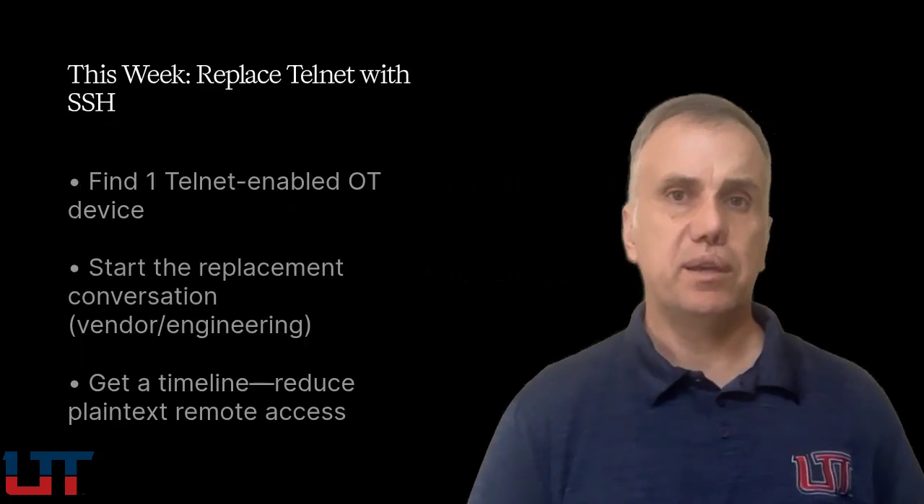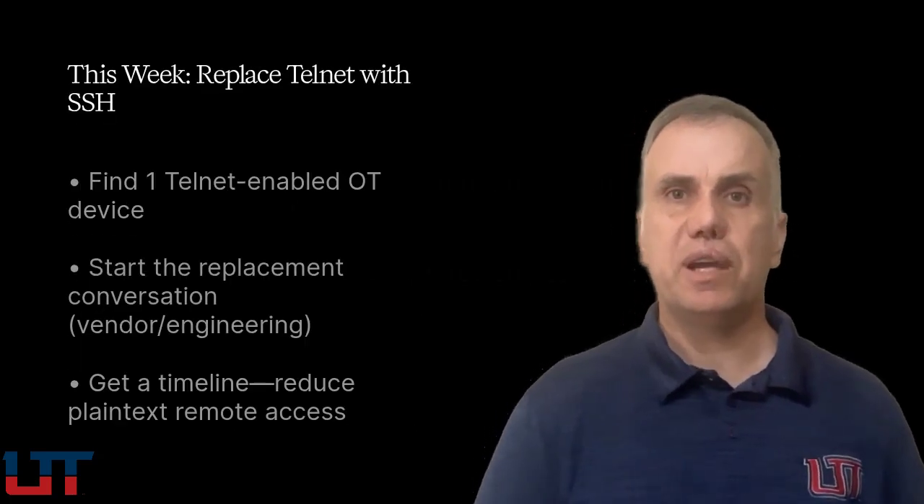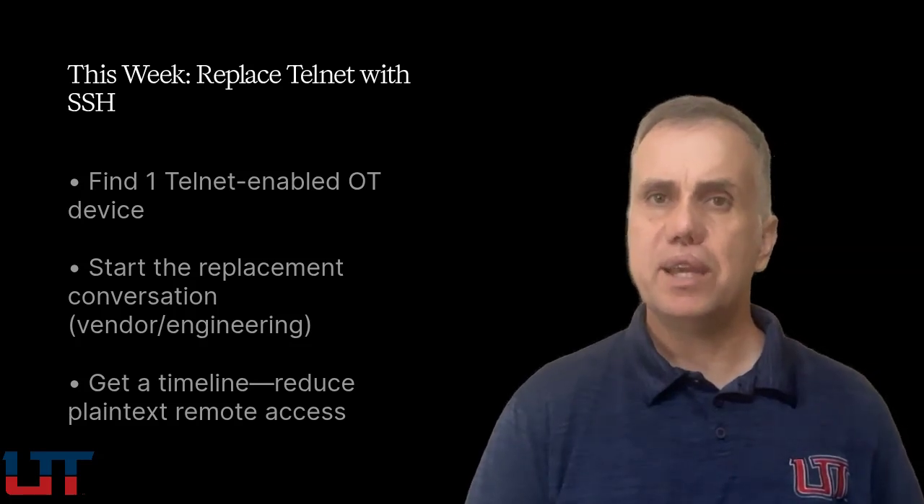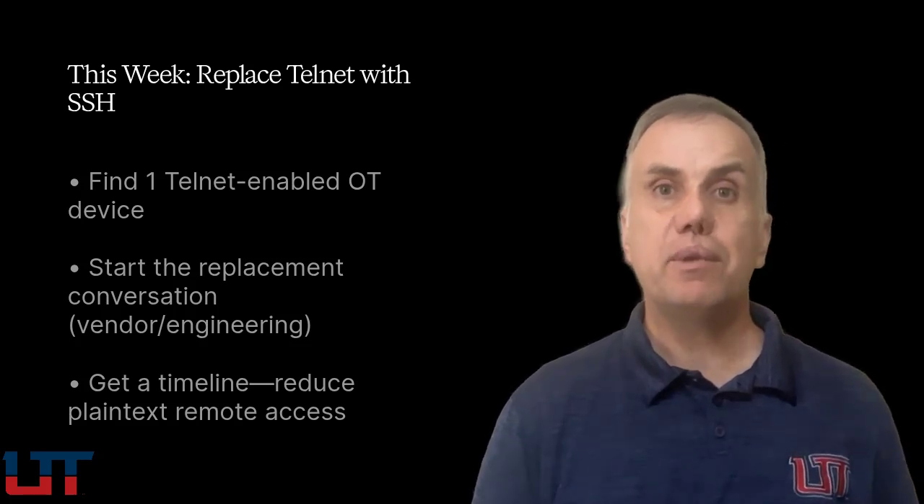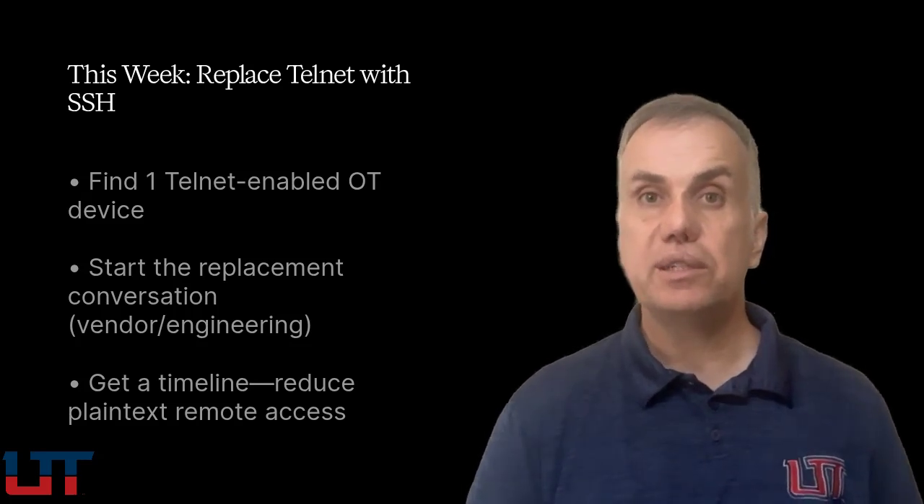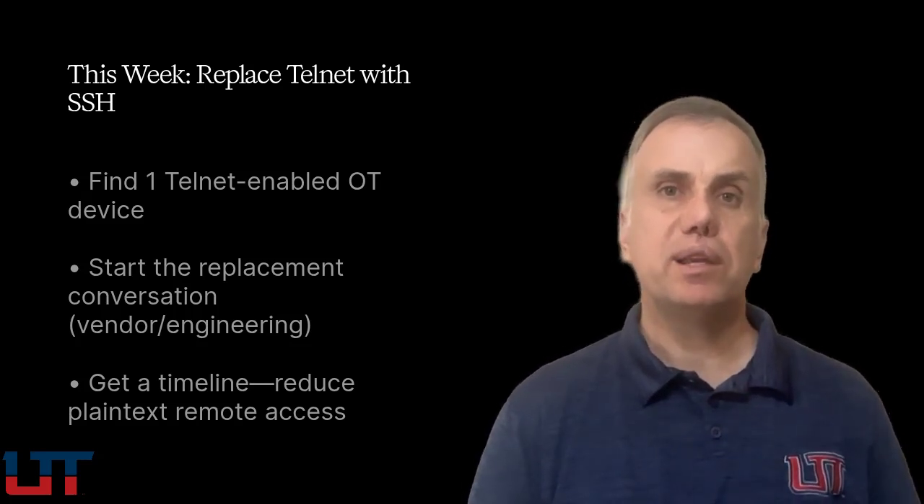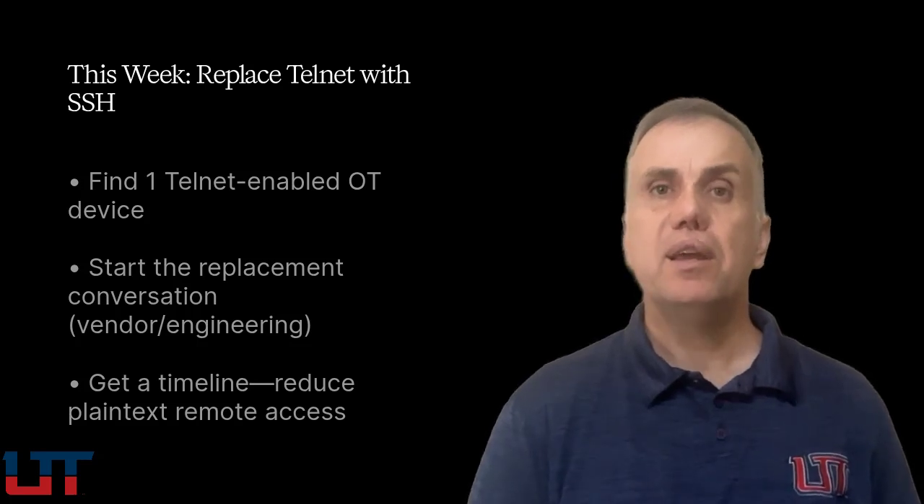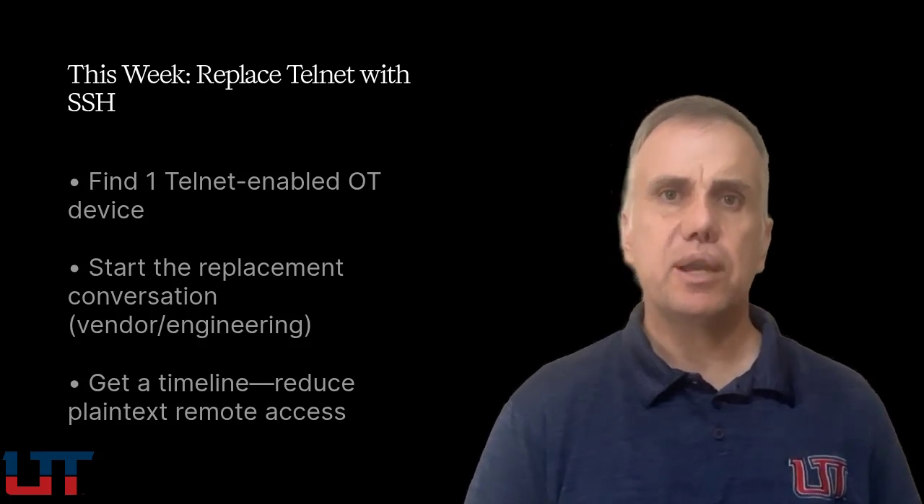Second thing to do this week: find one Telnet-enabled device on your OT network and start the conversation about replacing it with SSH. Don't try to solve all of them at once. One device, one conversation with the vendor or the engineering team. Get a timeline for when it can be addressed. That's one fewer plain text remote access path than existed yesterday.